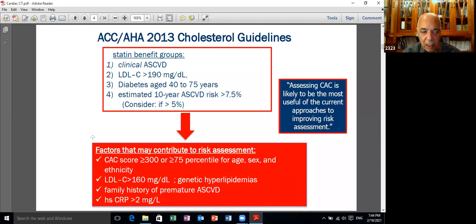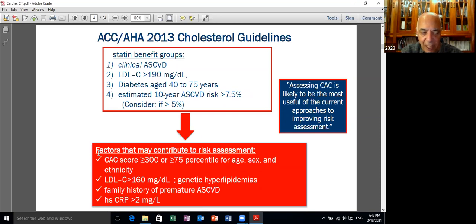This includes calcium scoring of more than 100. This has been updated, not 300, it's 100 or more, or at or above the 75th percentile for age, sex, and ethnicity. If you have a young individual with any form of calcium scoring, he's going to go up to the 90th percentile. So it's very easy to get to the 75th percentile, particularly at a young age.